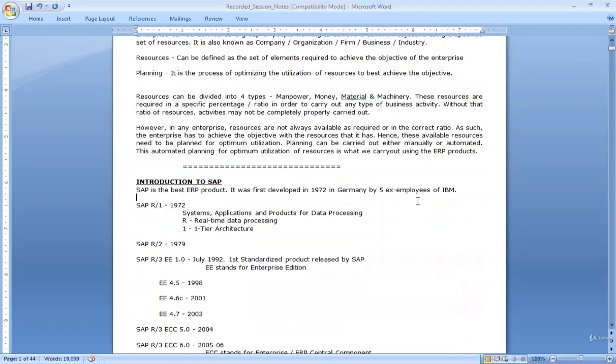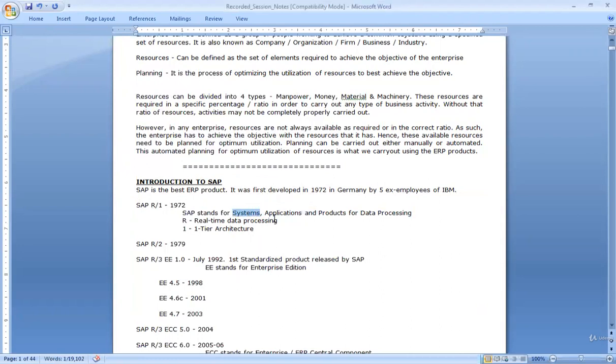Now, the first product they released was called SAP R1, which was released in 1972, in which SAP stands for Systems, Applications, and Products for data processing. R stands for real-time data processing, and 1 stands for one-tier architecture. Now, the reason why they named the product Systems, Applications, and Products is to indicate that this product was developed to be used in multiple types of computer systems.